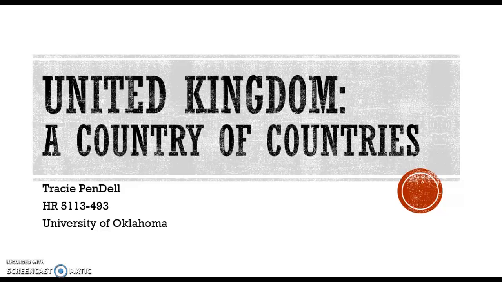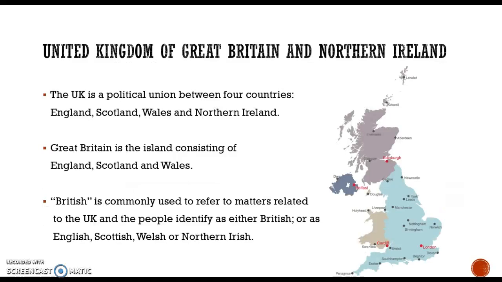I'll be talking about the country's background, type of government, ethnicity, language, the British culture, and their food. The official name of the country is United Kingdom of Great Britain and Northern Ireland, but it's commonly called the UK. It's basically a country formed by a political union between four countries: England, Scotland, Wales, and Northern Ireland.